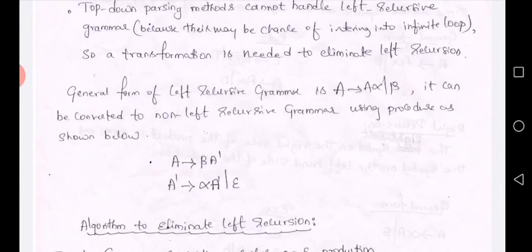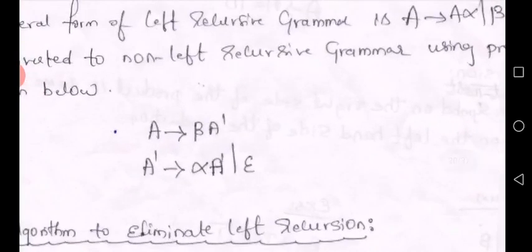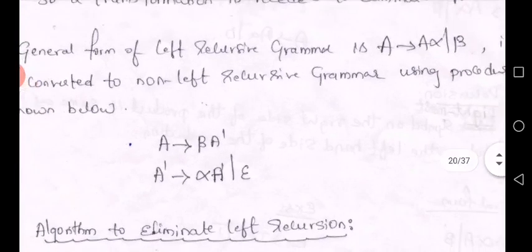The general form of a left recursive grammar is A derives A alpha or beta. It can be converted to a non-left-recursive grammar using productions as shown below. So we need to convert this general version, A derives A alpha or beta, into this format: A derives beta A dash, and A dash derives alpha A dash or epsilon. Exactly what strings we can generate from A derives A alpha or beta, the same can be generated from these two productions.